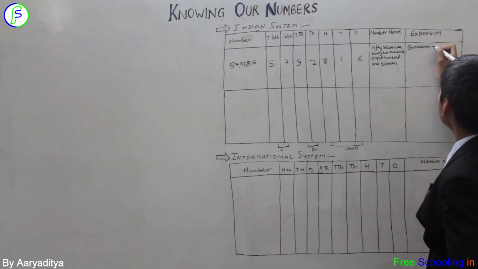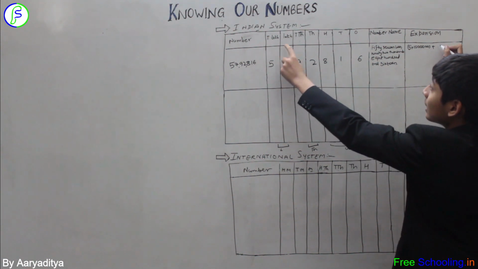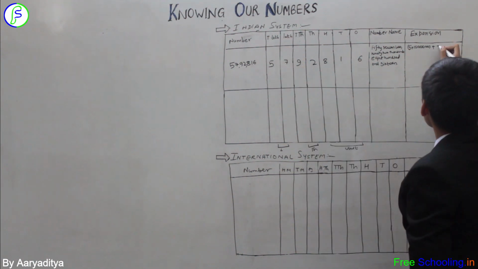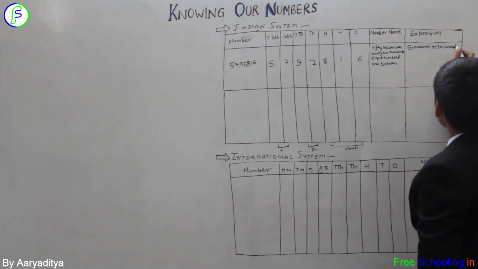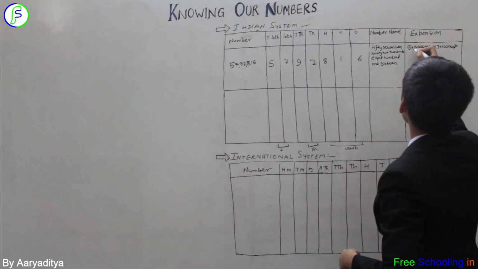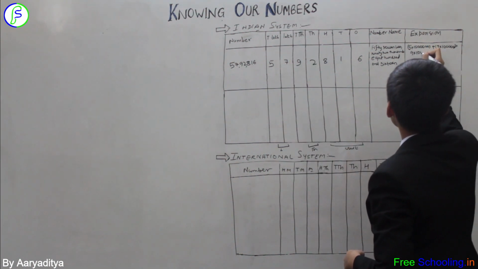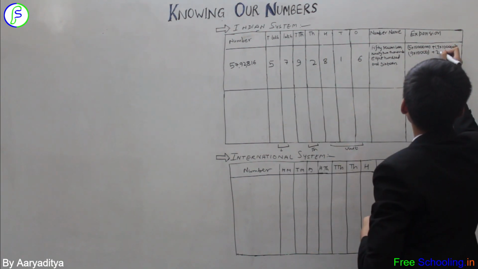So this would be obtained. And then when we add this one with this. So 7 is at lakh, therefore 7 into 1 lakh. So after 7 lakh, we have 9 at 10,000. So 9 into 10,000. Then we have 2 at 1,000, 2 into 1,000.